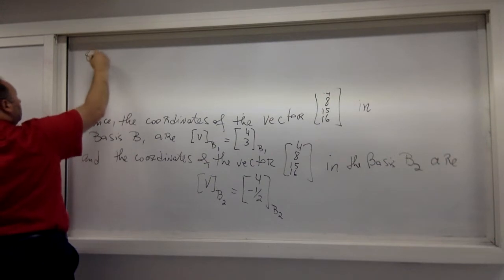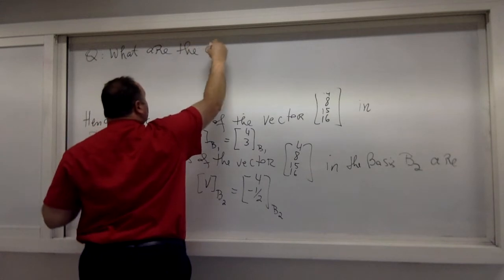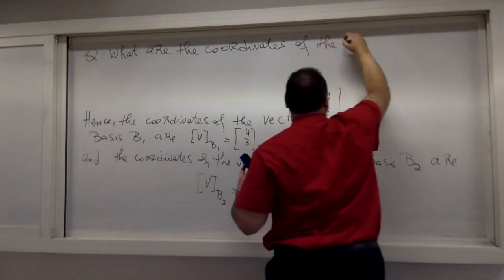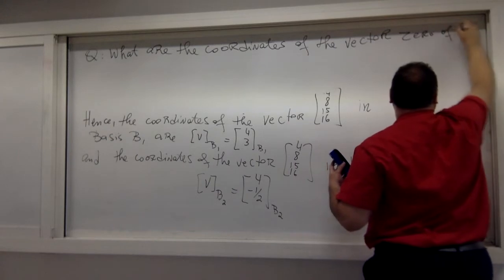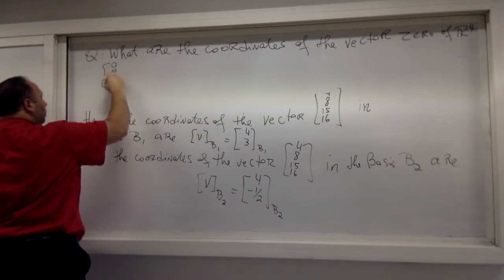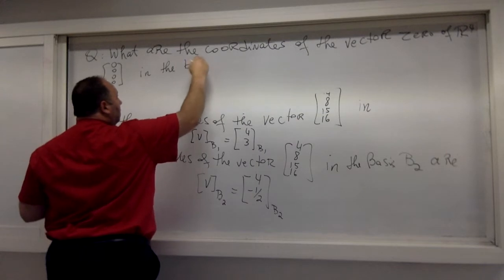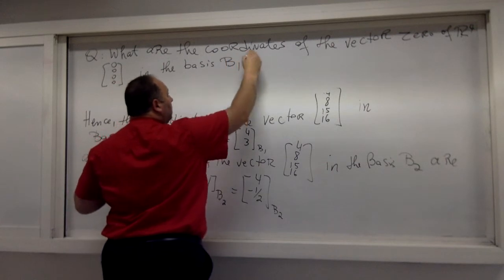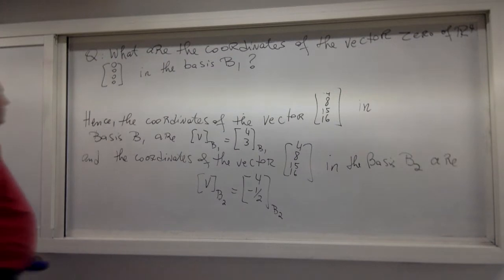So question, what are the coordinates of the vector 0 of R4? So the vector 0, 0, 0, 0 in the basis B1. Then you guess the second question is, what are the coordinates of the vector 0 in the basis B2?